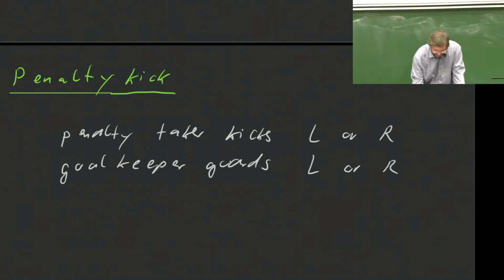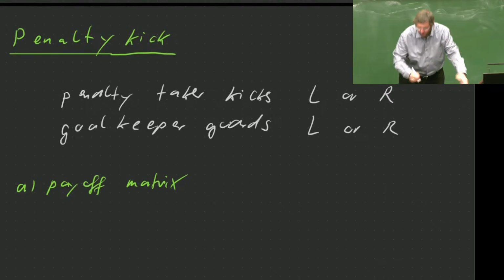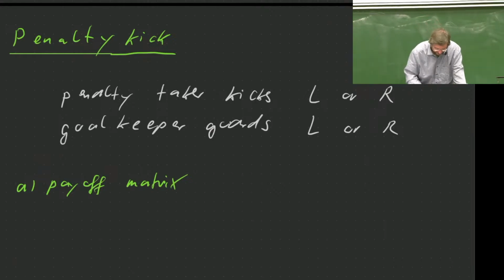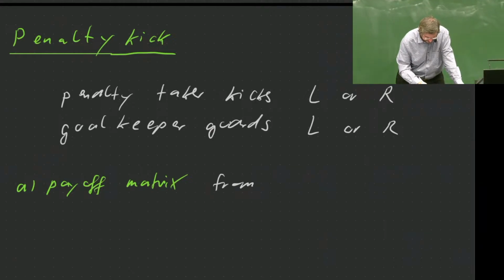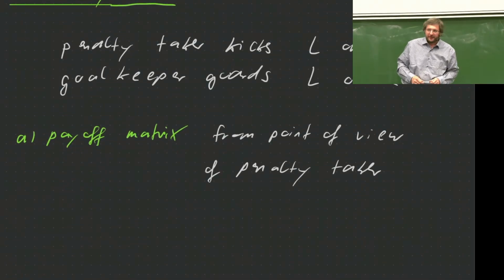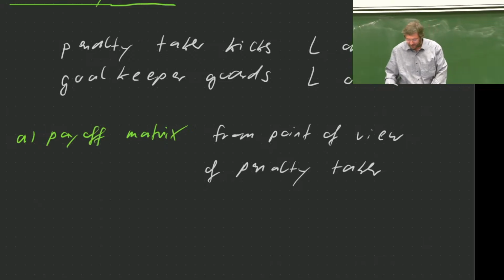So first question is, what does the payoff matrix look like? And let's say we just count goals for the penalty taker. So we'll do this from the point of view of the penalty taker. So he could either get a goal or not. So maybe take 2 minutes to think about that, and then we'll go on with our analysis of that game.